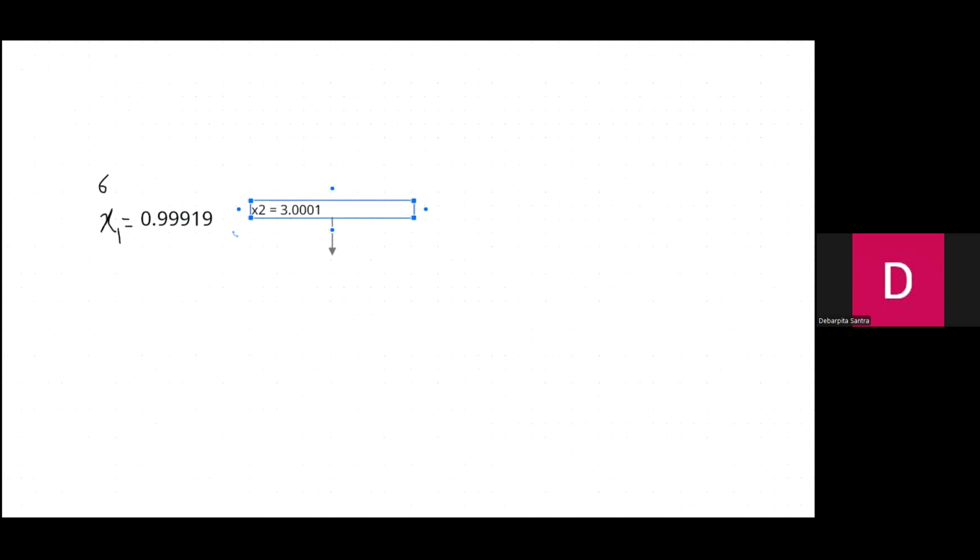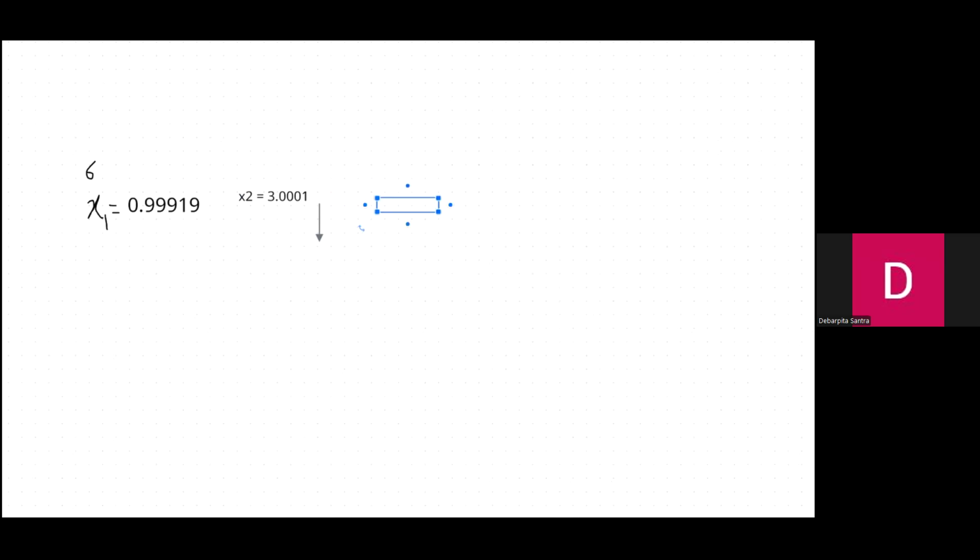And what will be the value for x3? The value for x3 will be equal to 4.0001. Okay, so these are the three values we find after the 6th iteration.